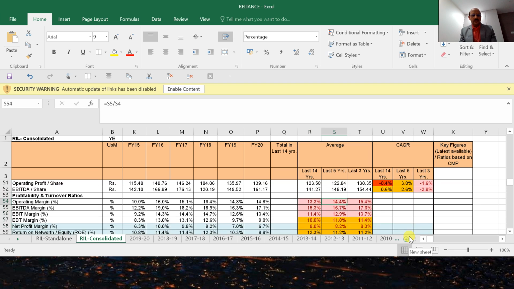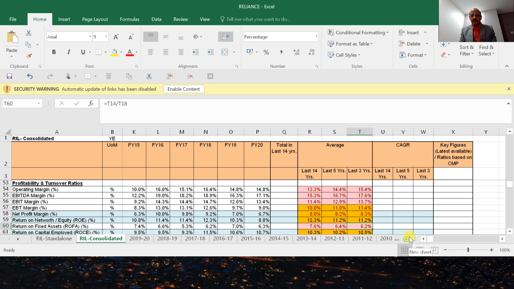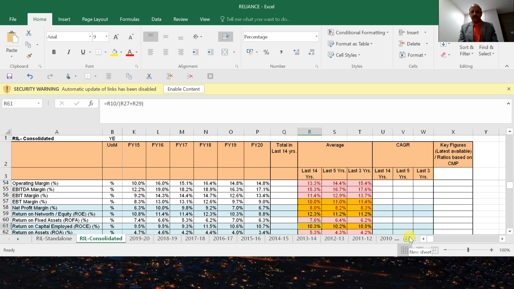13% EBITDA margin is not so great. It has remained at 13 to 15%. Net profit margin is around 10%, 11%, 11%. It's neither so great nor so bad. Similarly, return on equity, if you look at it, has averaged in the 8% range, 8% to 8.3%. So not so great, but not so bad also, considering the size of the company.